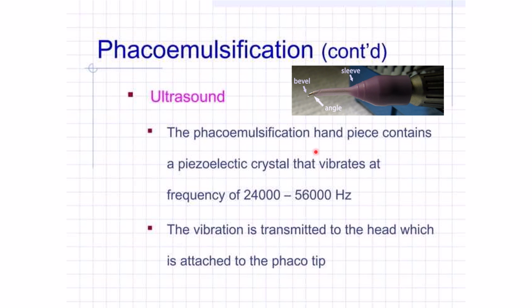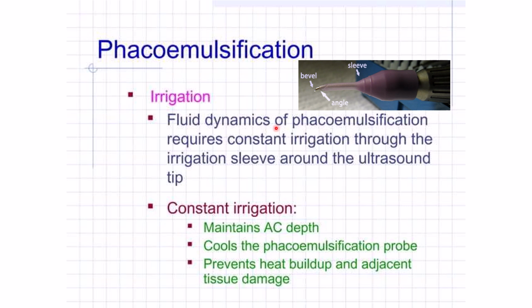Right? So this ultrasound machine uses something known as a piezoelectric crystal which vibrates at a given frequency, and the vibrational energy is transmitted into the nucleus and it breaks the nucleus. The second most important thing is there is irrigation as well as aspiration from the same probe.